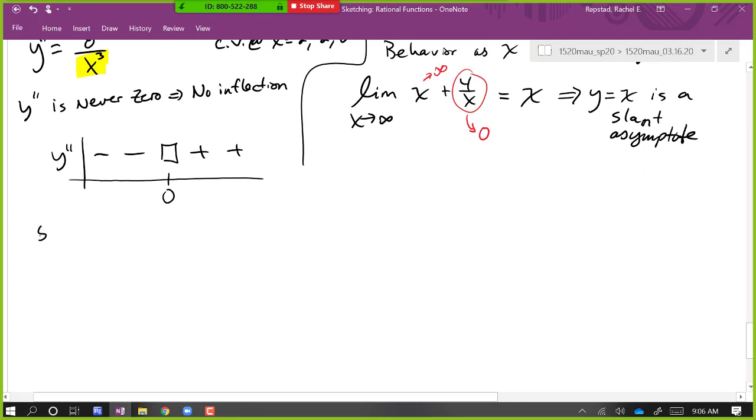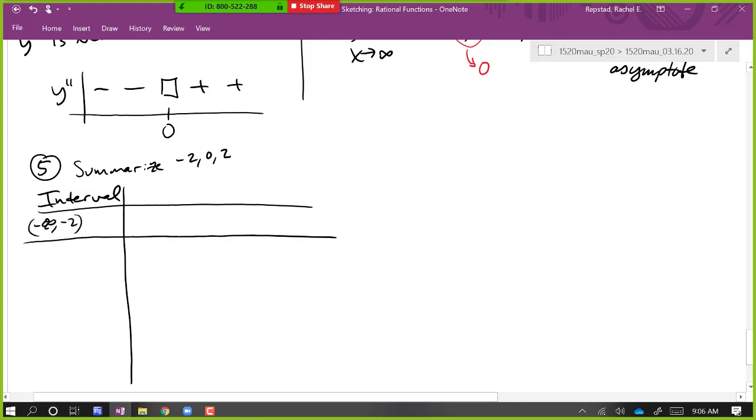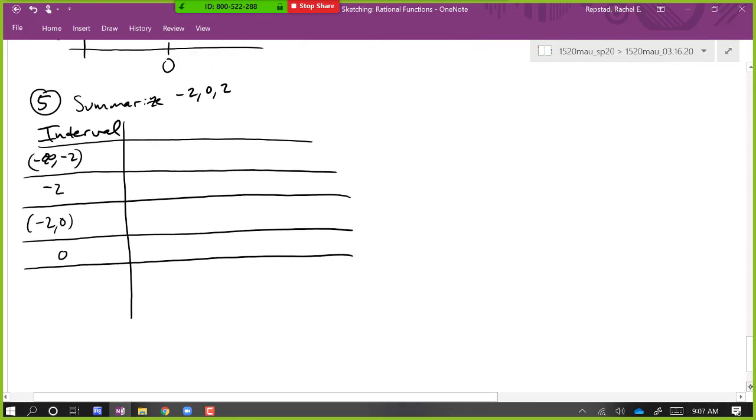So let's see if we can summarize. I feel like we might not get all the way to the sketch, but let's see how far we can get in summarizing this information. Our points of interest were negative 2, 0, and 2, so minus infinity to minus 2, then minus 2 to 0, 0 to 2, and 2 to infinity.